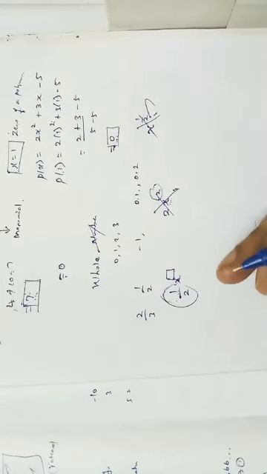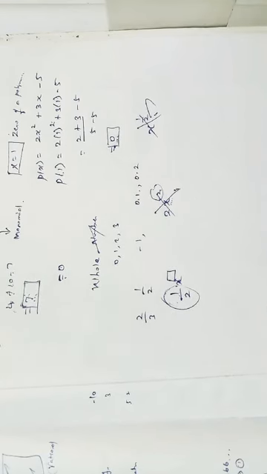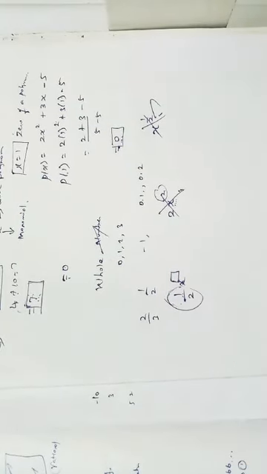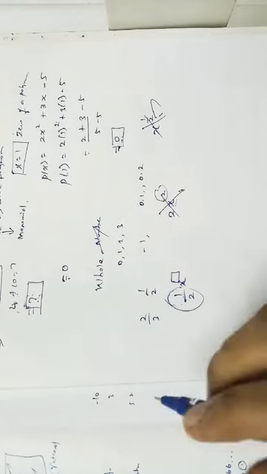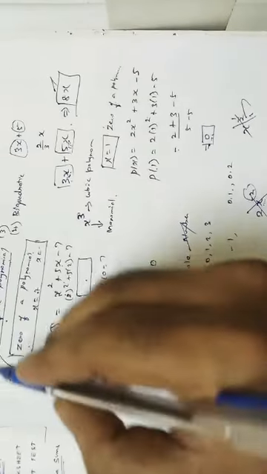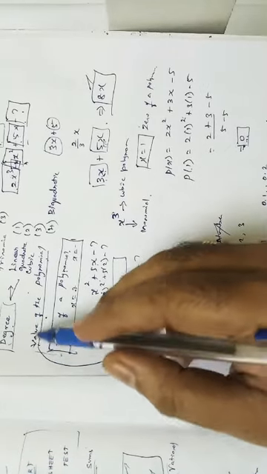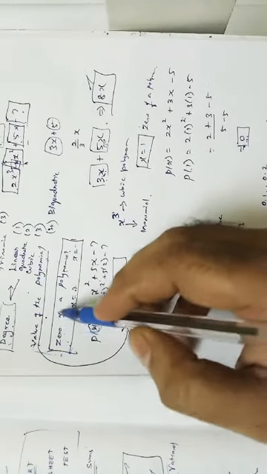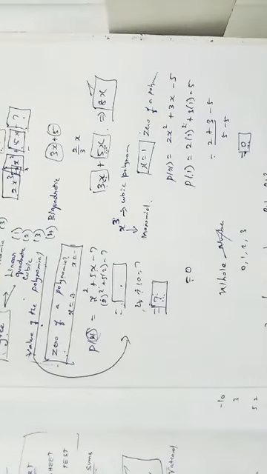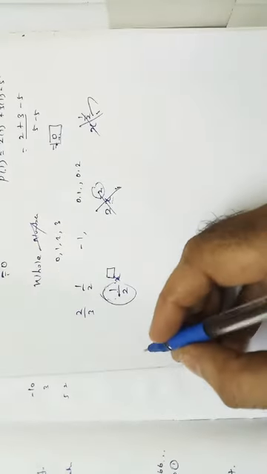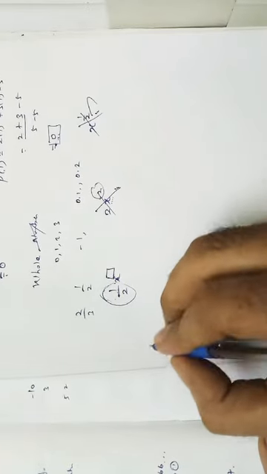First, you can complete all the exercises in your class work. Exercise 2.1 is completely based on the definitions. Exercise 2.2 is based on the value of the polynomial and the zero of the polynomial: find the value of the polynomial and find the zero of the polynomial. And exercise 2.3 is based on the remainder theorem.